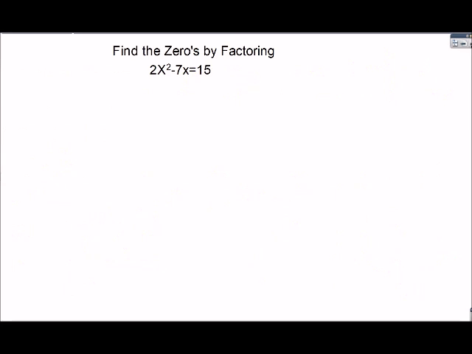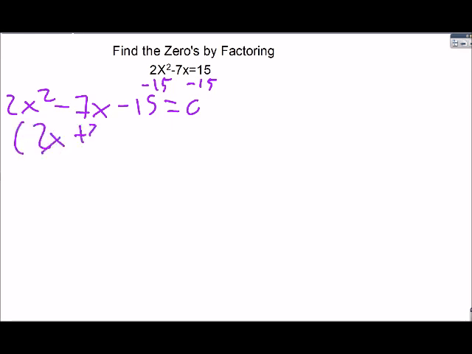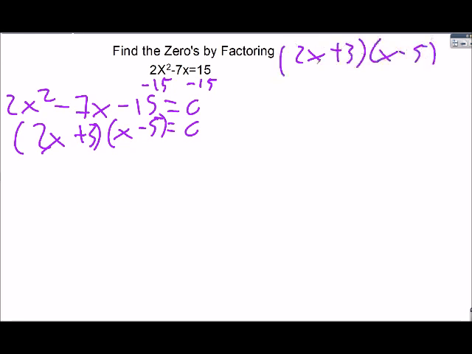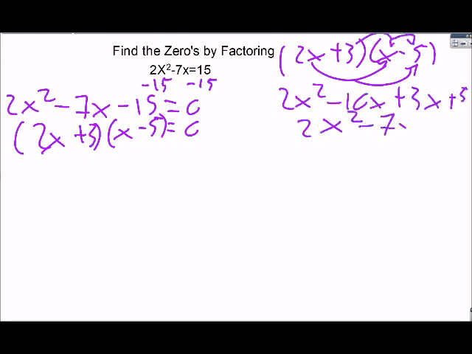So when we solve by factoring, the first thing we have to do is get this equal to 0. So I'm going to subtract 15 from both sides. And then I get 2x squared minus 7x minus 15 is equal to 0. So now I can factor, and I get 2x plus 3 and x minus 5 is equal to 0. And we can do a quick double check and double distribute back and see if I get my original equation, which means that this factoring is good. I'm going to set each binomial equal to 0.